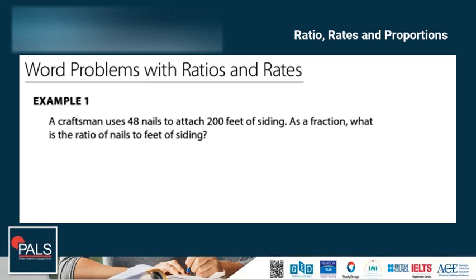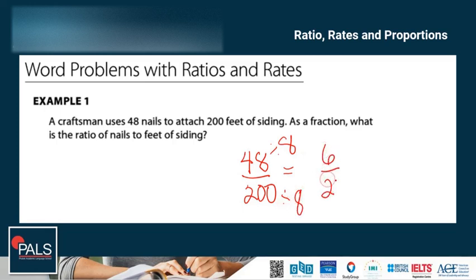As you notice, the problem is asking for the ratio of nails to feet of siding. So the order matters. As a fraction, the ratio is 48 over 200. Then simplify the fraction by dividing both the numerator and denominator by 8. The answer is 6 over 25. So 6 is to 25, or 6 to 25.